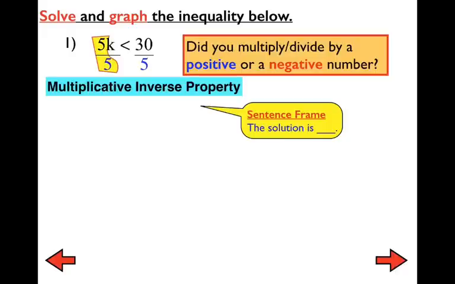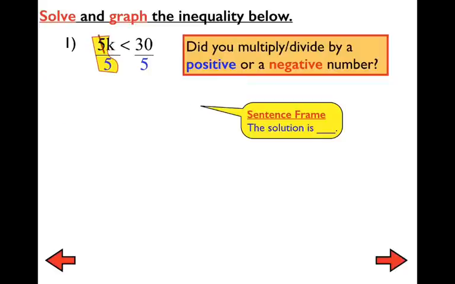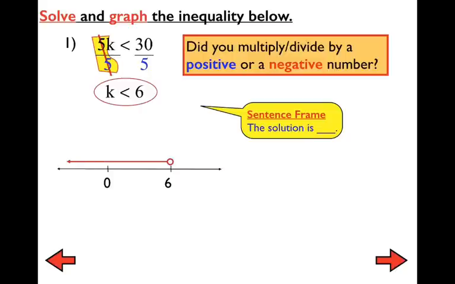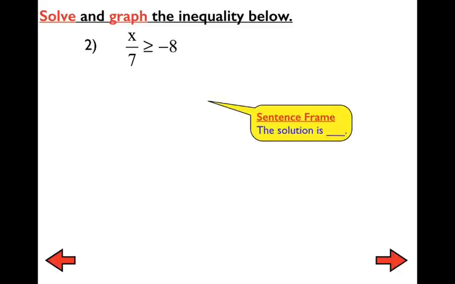So we finish it off, making sure we made one there. We did the right operation. That's the multiplicative inverse property. And we end up with k is less than 6. The inequality remains the same. We did not multiply or divide by a negative number. To graph this, it should be an open circle over 6 and an arrow to the left. So the solution is k is less than 6. Everybody pause this flipped lesson and try number 2.